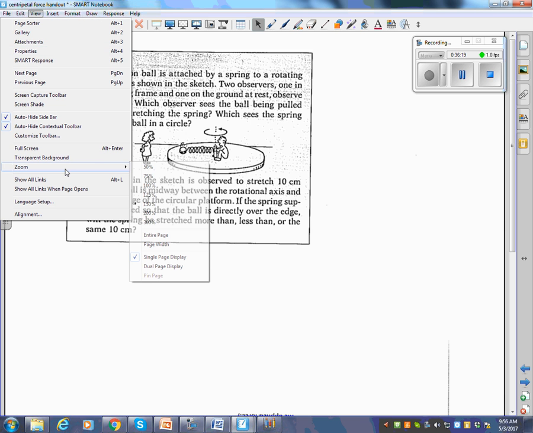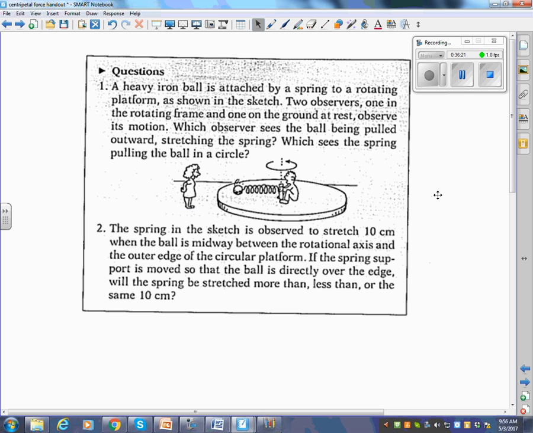A heavy iron ball is attached by a spring to a rotating platform as shown in the sketch, also known as a merry-go-round. Two observers, one in the rotating frame and one on the ground at rest, observe its motion. So the one on the merry-go-round is a boy, and the one outside is a girl. Which observer sees the ball being pulled outward, stretching the spring, and which sees the spring pulling the ball in a circle? So let's answer the first question. Which observer, boy on the merry-go-round or girl off the merry-go-round, sees the ball being pulled outward, stretching the spring?